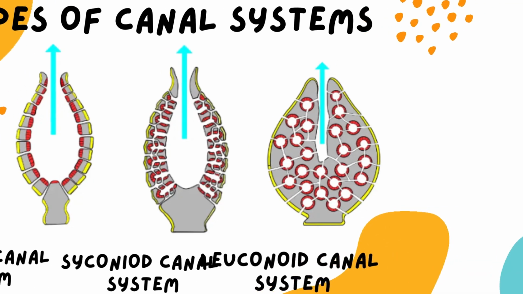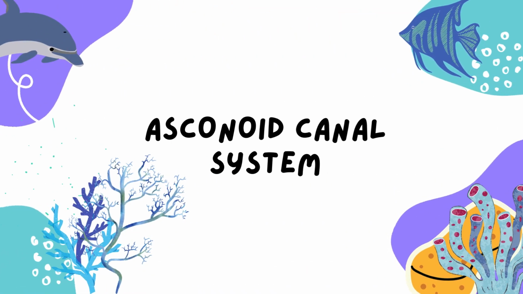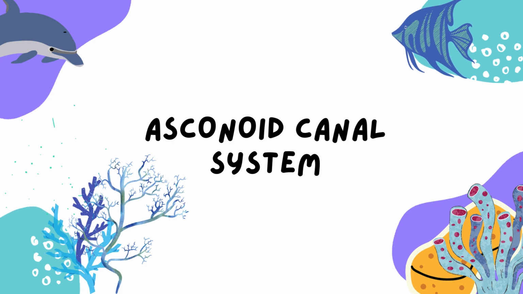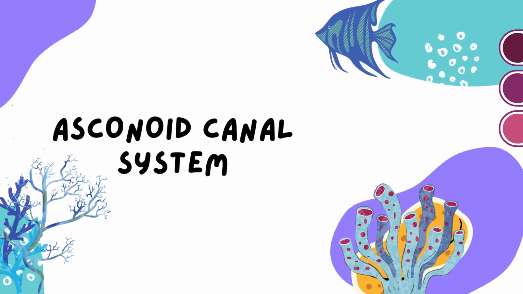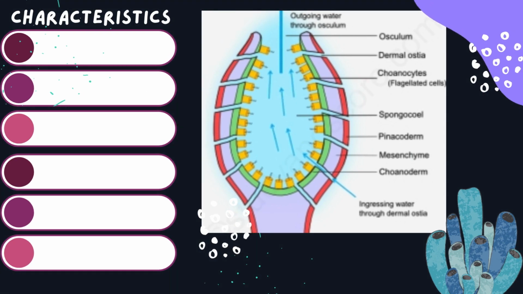Let us discuss the first type of canal system, which is the asconoid canal system. It is the simplest type of canal system and is characterized by, number first, wall. The wall is thin and unfolded with uniform thickness. It is formed of two cellular layers: the outer pinacoderm, which is also called the dermal layer, and the inner choanoderm, also known as the gastral layer.